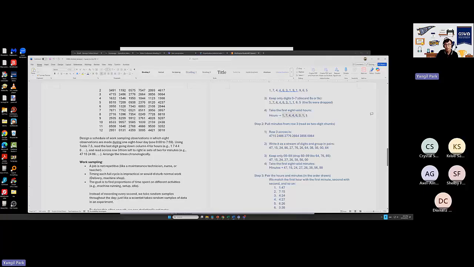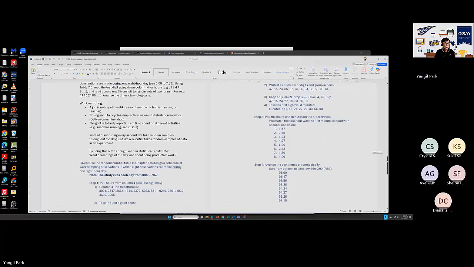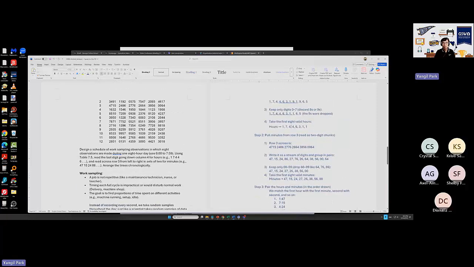We're going to keep only the first 8 hours, because we're going to have about 10 numbers here. So that's how we assign the hour using the random table. What we got is 1, 7, 4, 4, 6, 3, 1, 1.